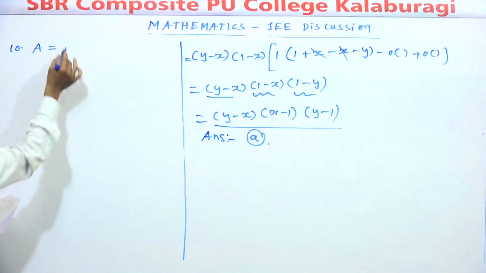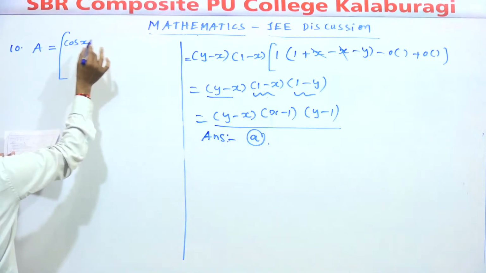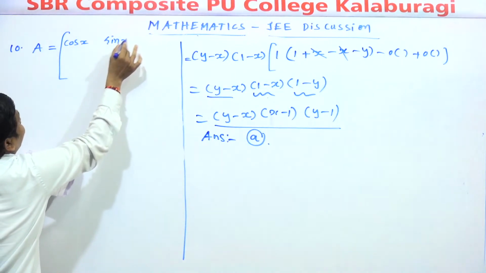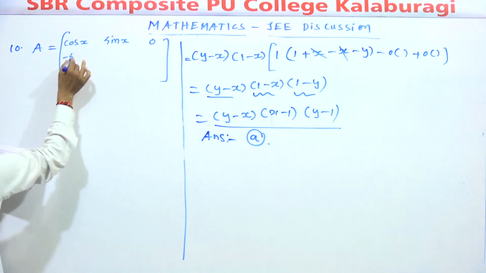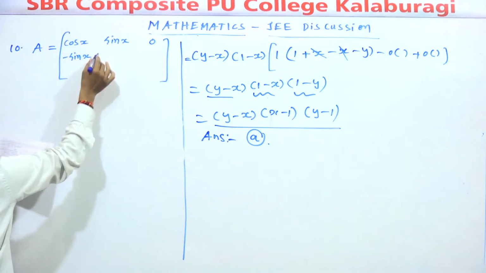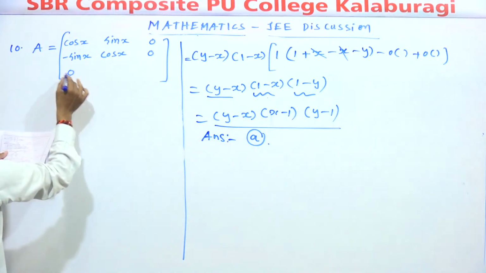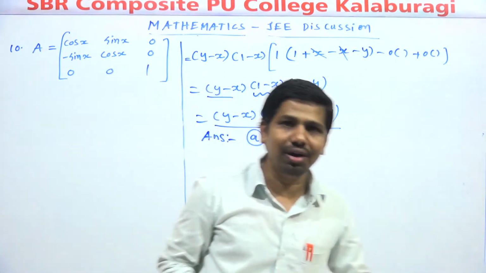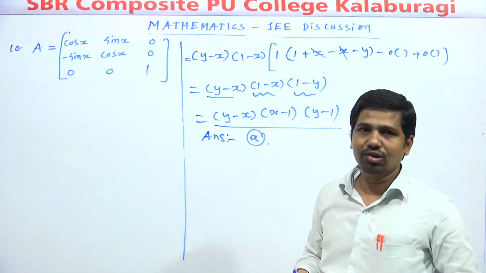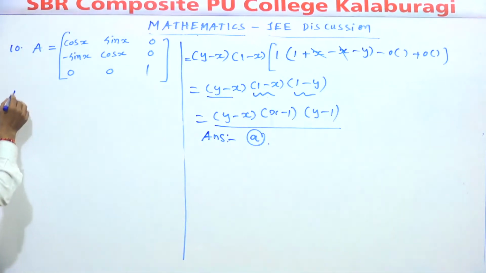Capital A is equal to the matrix with rows: cos x, sin x, 0; minus sin x, cos x, 0; 0, 0, 1. What are you asked? A inverse. If it is of order 2 cross 2, you can easily find A inverse, but it is of order 3 cross 3. So let us find A inverse. Before that, the determinant of A.